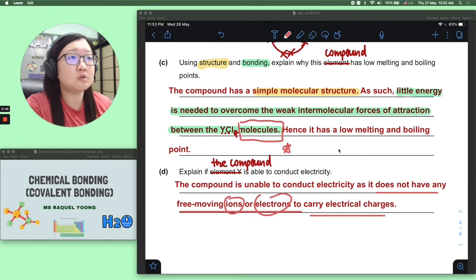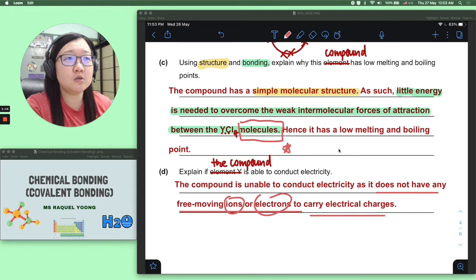Do note that there are some changes that you need to make. There's a little typo there. It's not element, but compound. Please make that change on your worksheet as well. So part C, the compound has a simple molecular structure, so that's addressing the structure bit. As such, there is just little energy needed to overcome the weak intermolecular forces of attraction between the YCl4 molecules.